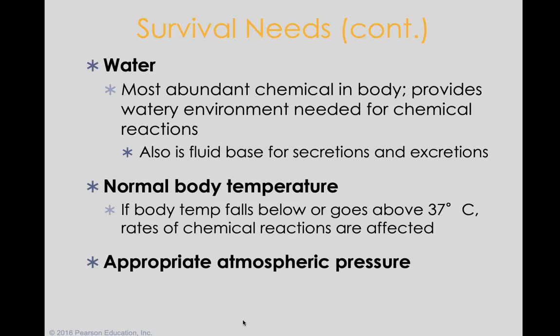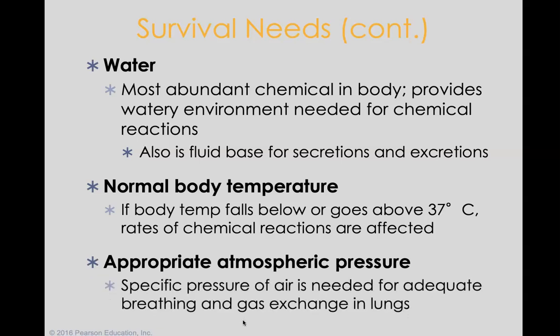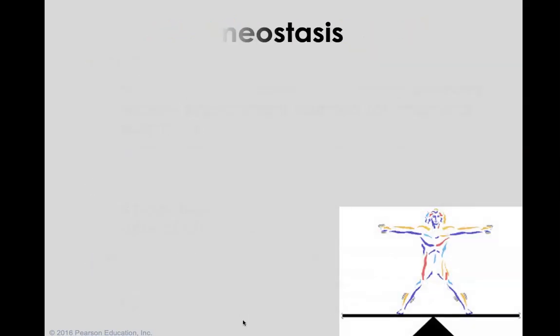And then we also need to maintain the appropriate atmospheric pressure. So we're going to need specific pressures of air that are going to be adequate for us to be able to breathe and have this pressure gradient so that we're actually allowed to bring air in the lungs and exchange gases. So that appropriate atmospheric pressure is going to be very important as well.